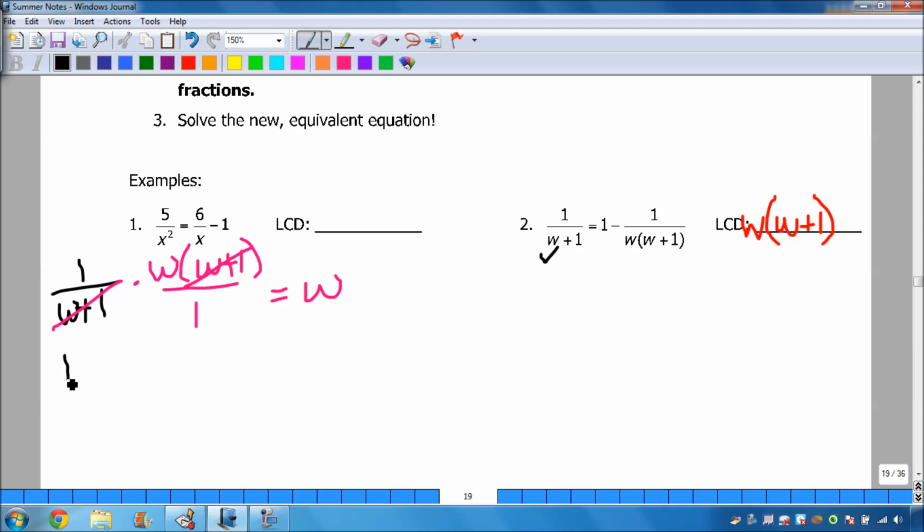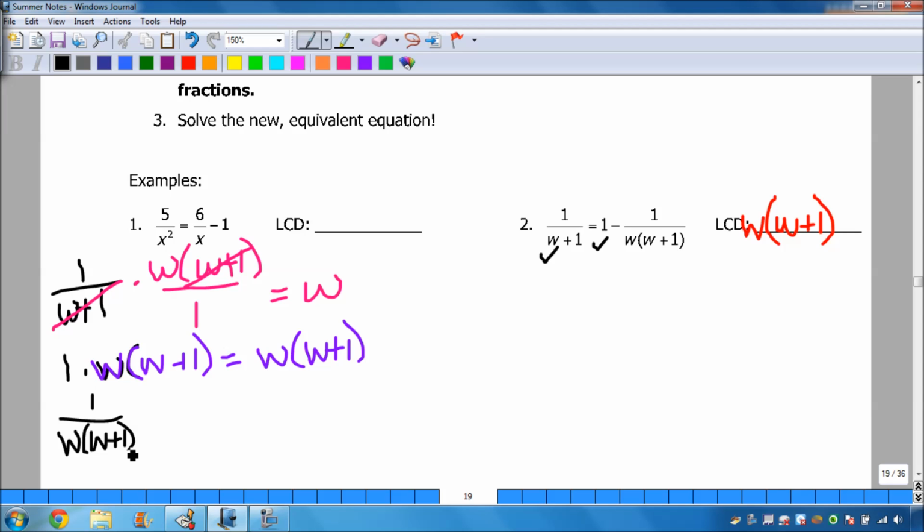Next one is 1. 1 times w plus 1. Sorry. This basically stays as w times w plus 1. All right, so I have finished the second term. Now the third term is 1. I know it's a negative, but I'm going to ignore the negative just for right now. Over w times w plus 1. I'm going to multiply by my common denominator, which is w times w plus 1 over 1. The w plus 1's cancel, the w's cancel, so I end up with just a 1.